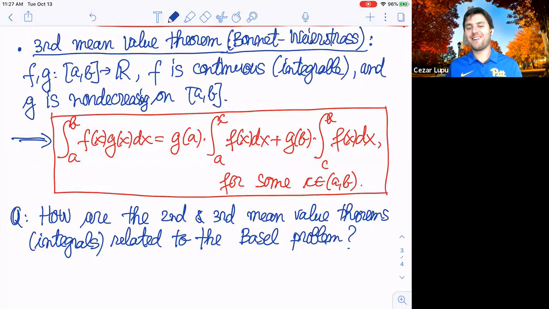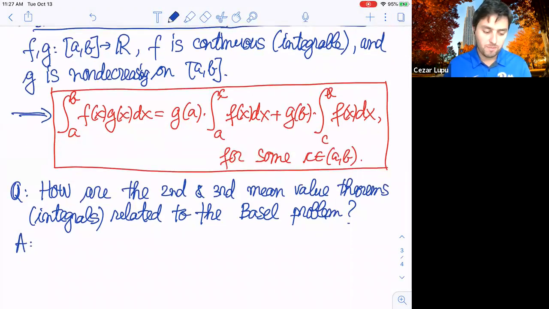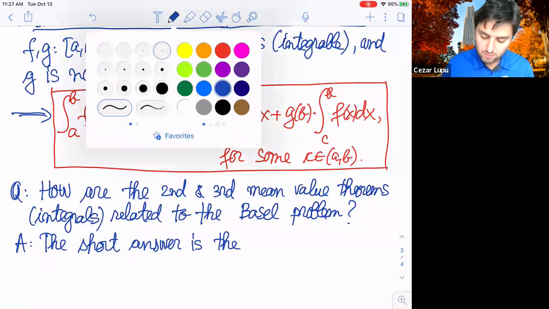You will see that they're quite related, but to go from these mean value theorems to the Basel problem, we need one other ingredient. And the short answer I'm going to give you, and in fact this will be a little bit vague, is what we call the Dirichlet kernel.